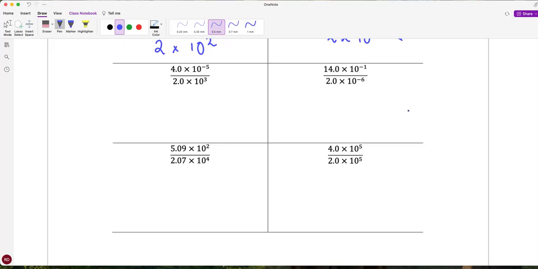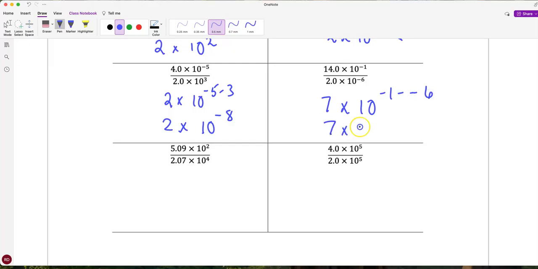4 divided by 2 is just 2 times 10 to the negative 5 minus 3. This is 2 times 10 to the minus 8. 14 over 2 is 7 times 10 to the negative 1 minus negative 6. This is 7 times 10 to the 5th power.